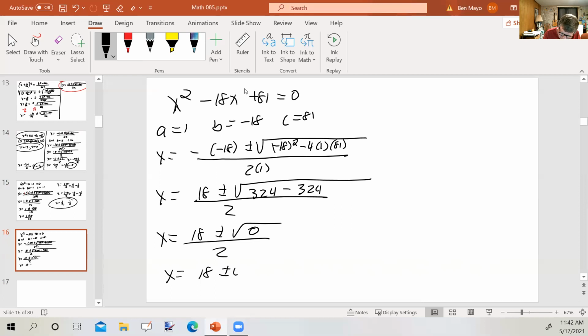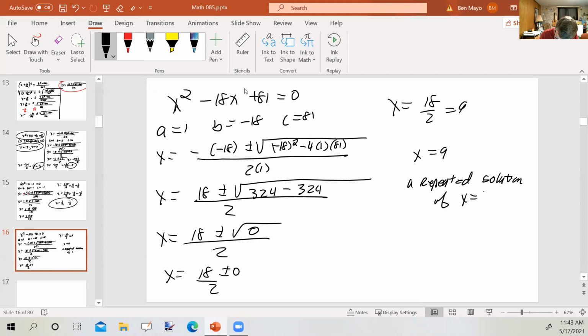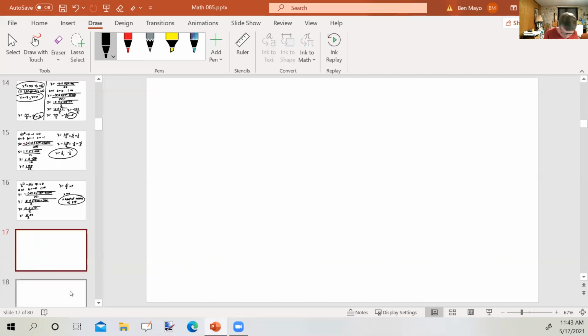X equals 18 plus or minus 0 over 2. So basically we just have one solution, and we'd say that it has a repeated solution. Okay, so a repeated solution of x equals 9. All right, because for a second degree equation, there are two solutions. All right, now let's take a look at this one.